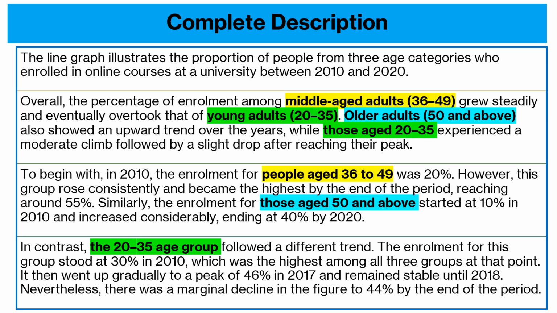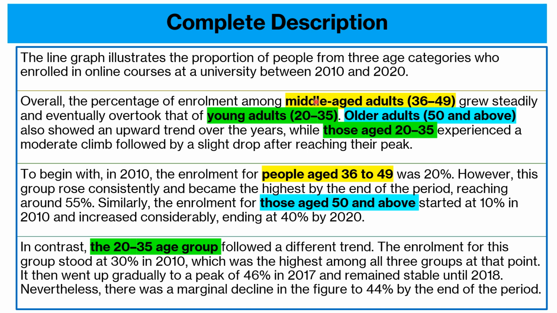I hope you have already identified the age group expressions used in the description. Let's now take a closer look at the different expressions used to refer to each age group in the description. To help you notice them more clearly, I have highlighted the expressions using three different colors.